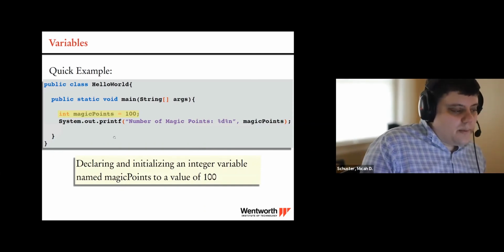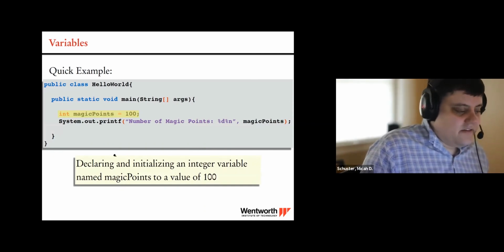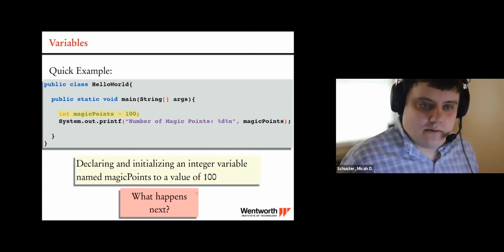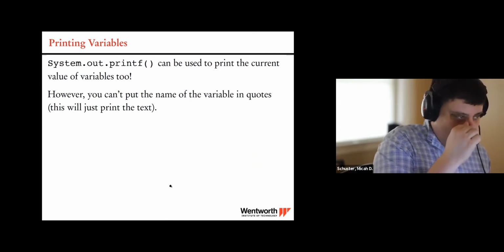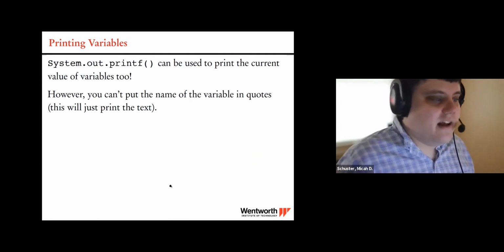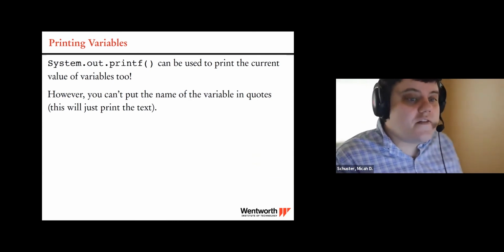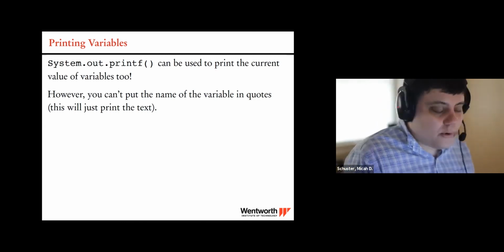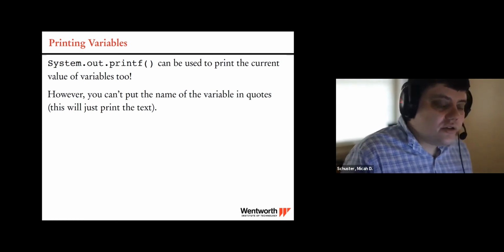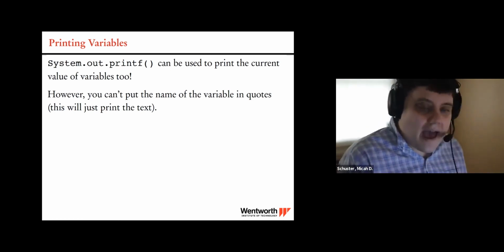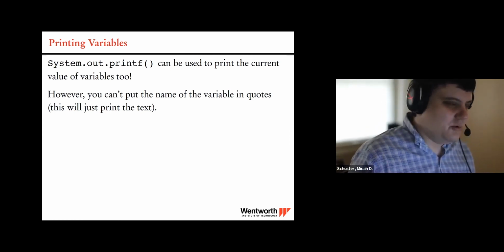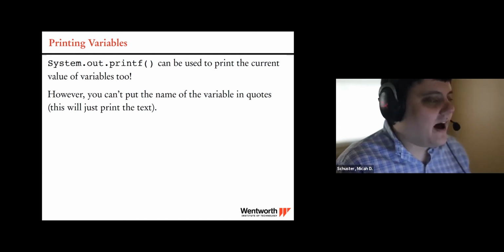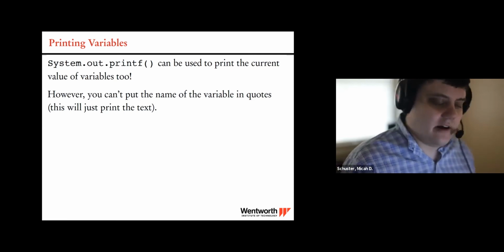I have a few pop-ups here, declaring and initializing the variable. And then what happens next? We print it out with some special syntax. So System.out.printf can be used to print the current value of variables. Printf is useful for this because it has formatted print options. So you can do things like print out only a certain number of values past the decimal place, for example, if I was printing a double.